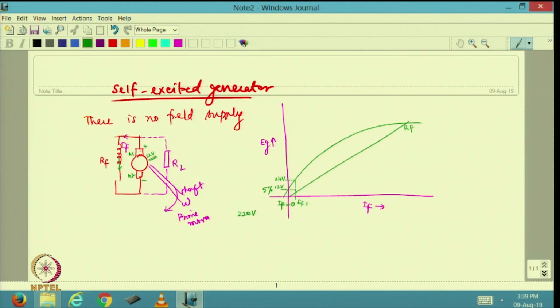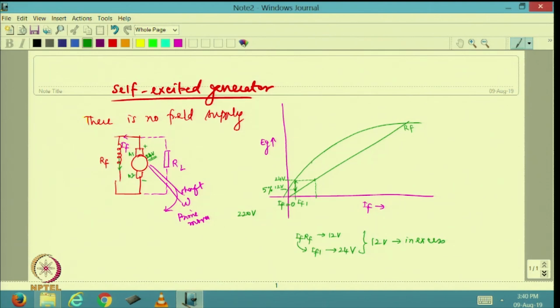Now, this 12 volts has become 24 volts. Corresponding to 24 volts, I am going to have definitely a larger current. So, this was the excess voltage that was available. I should say IF times RF actually was only 12 volts. But corresponding to this IF, that is IF1, I have generated 24 volts. So, I have almost 12 volts in excess. This is available in excess.